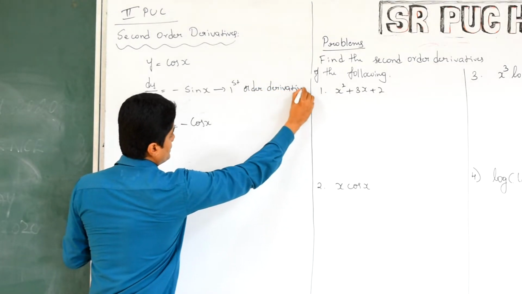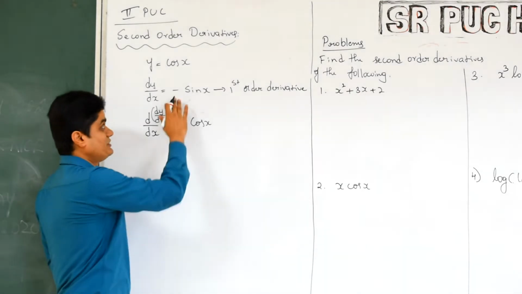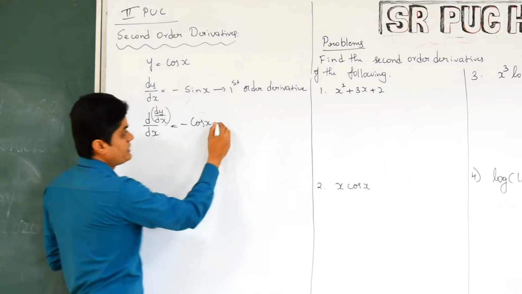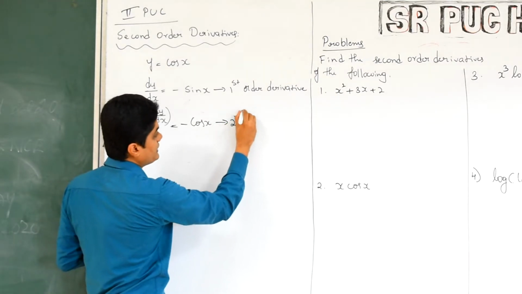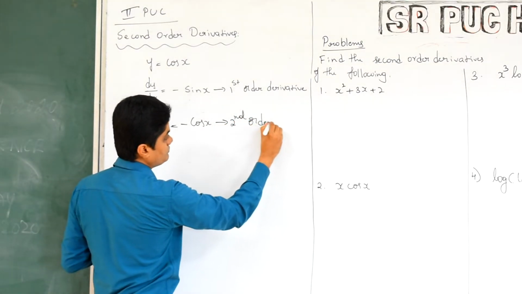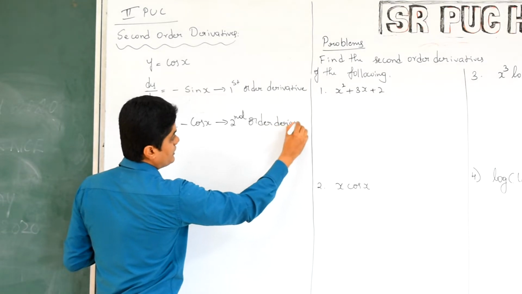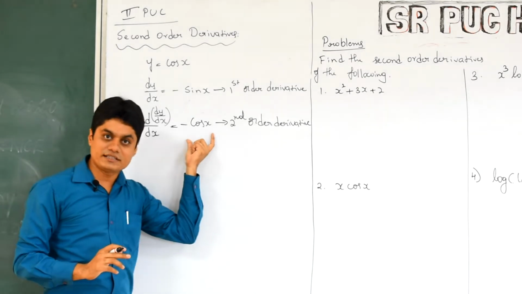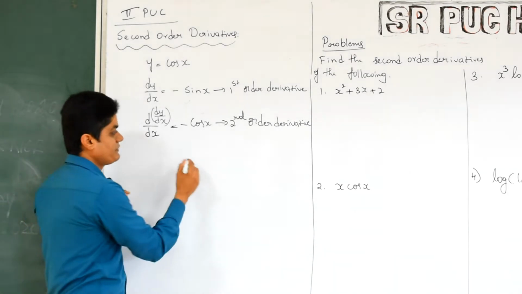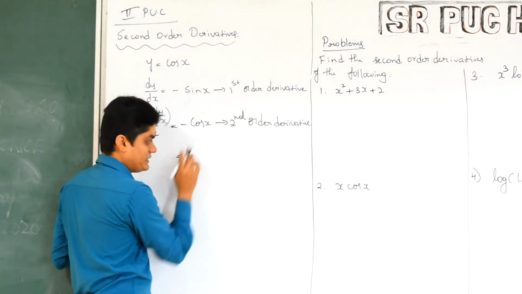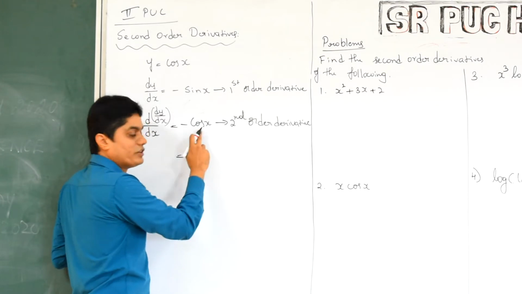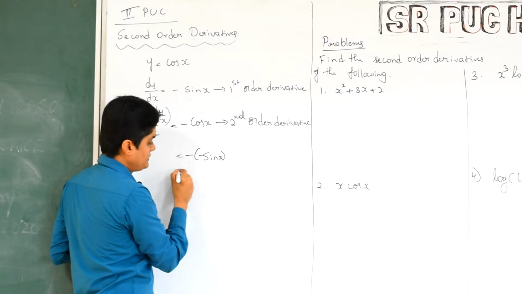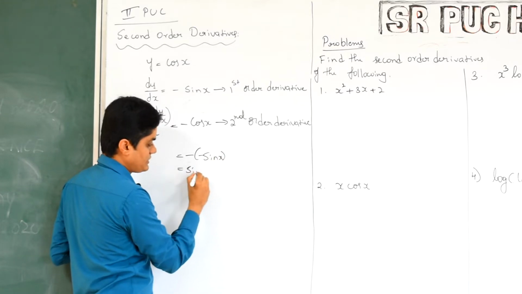If this is first order derivative, here how many times is it differentiated? Two times. So this is called second order derivative. Now is it possible to differentiate this again? Yeah. What is the differentiation of minus cos x? The minus will come as it is. What is the differentiation of cos x? Minus sin x, right? So this will be minus minus, plus sin x.